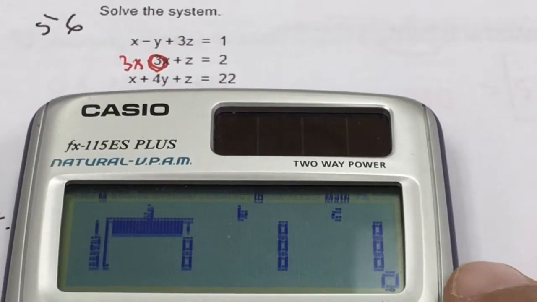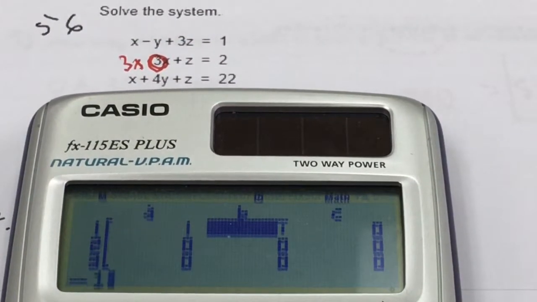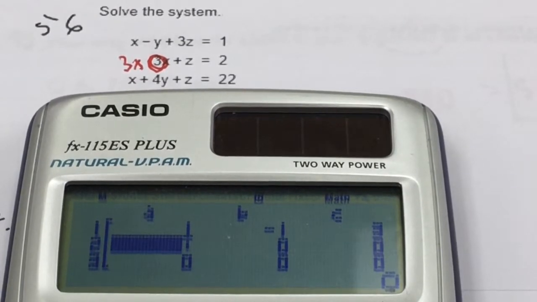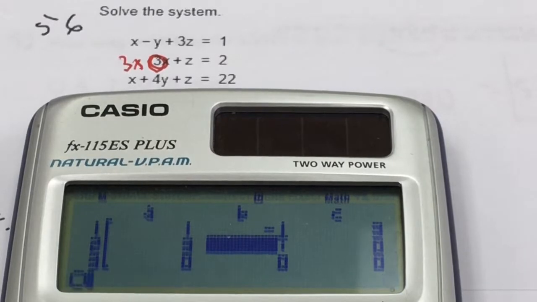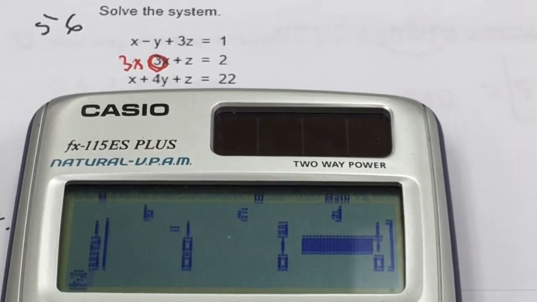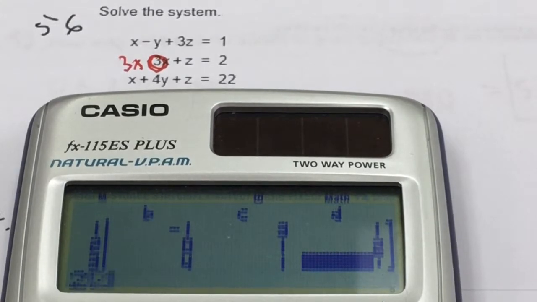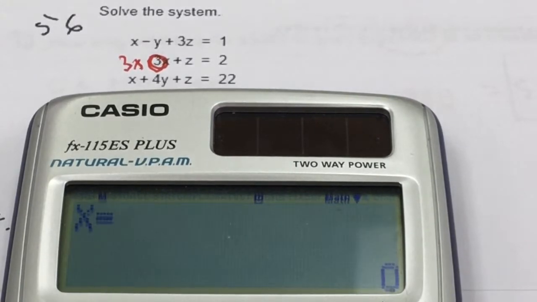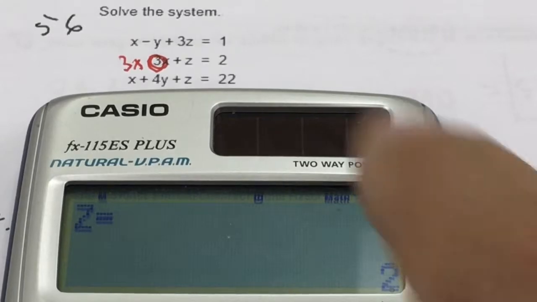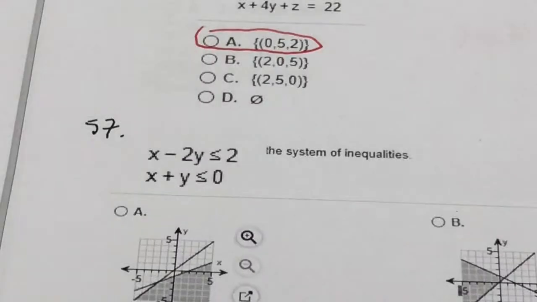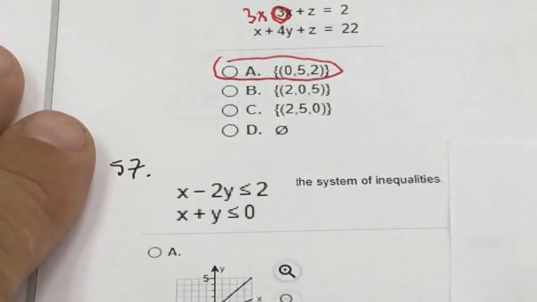We're just going to type in the leading coefficients again. 1x minus 1y plus 3z equals 1. And it moves over. Don't forget I moved that x over. That's going to be a 3x, 0y, 1z equals 2. 1x, 4y, 1z equals 22. X equals 0, y equals 5, z equals 2. 0, 5, 2. It's got to be in the order that they give it to you. 0, 5, 2.